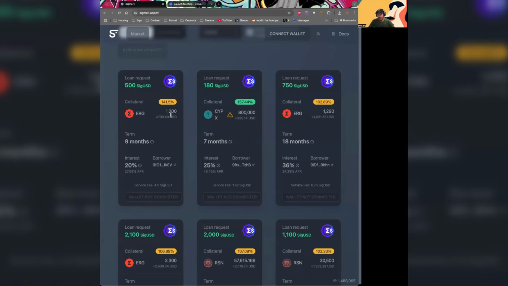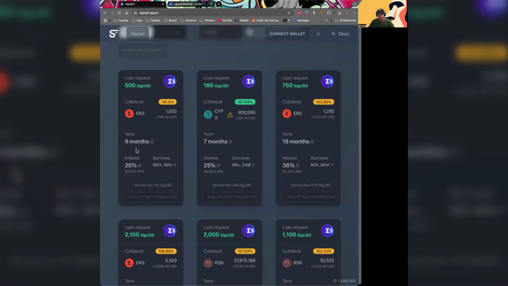The real risk here for them is that the 1,000 ERG in this collateral is worth less than the 500 SigUSD. Okay, so that is just a very different risk profile, in my opinion, a much smaller one. Unless ERG puts in a new low, I mean the last time it was this low was like 2020 or 2021, unless that happens, they're going to get totally burned.